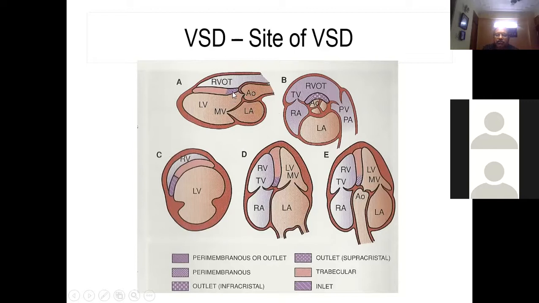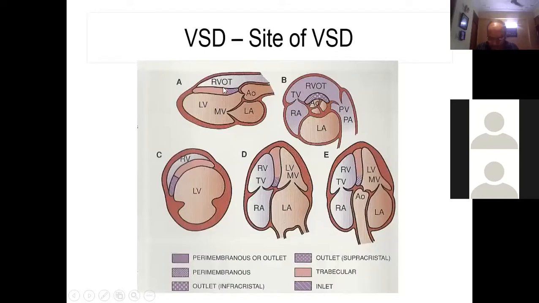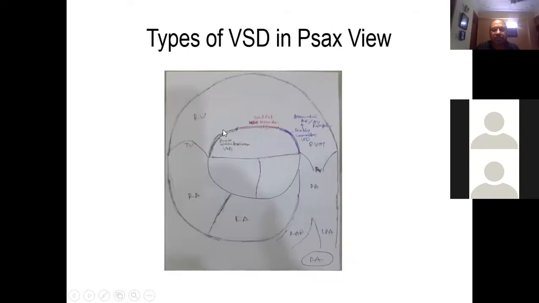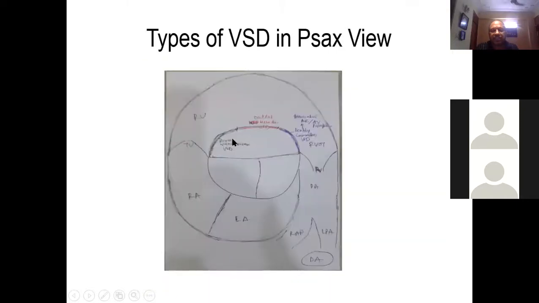And this is, the majority of the time, a paramembranous VSD. So we look at an inlet VSD, an outlet VSD, and a paramembranous VSD. The next classification: this paramembranous VSD is seen in almost 85 to 90% of patients. When we look at this VSD in the parasternal short axis window, and if you can't see a VSD in this place, it means you are not dealing with a paramembranous VSD.